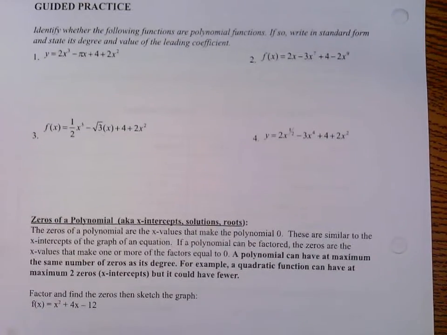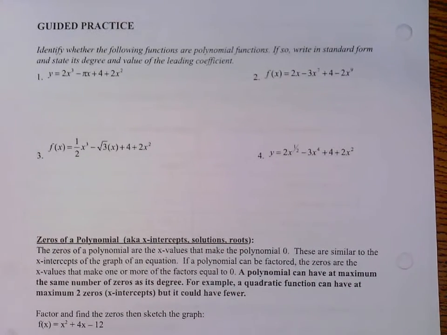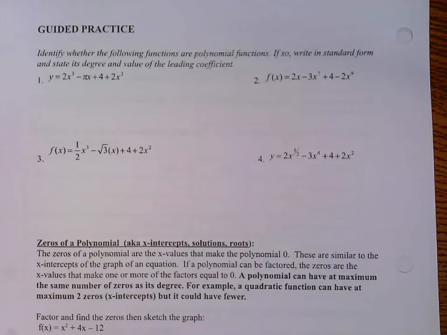So here is a question you might get asked on like a quiz or a test. Identify if it's a polynomial function, write it in standard form, state the degree, state the leading coefficient. Can anyone identify, so 1 out of these 4 is not a polynomial. Which one fails the polynomial test? Can you tell? Only 1 out of the 4 will fail. So which one fails? It doesn't have a real coefficient or it doesn't have a whole exponent.